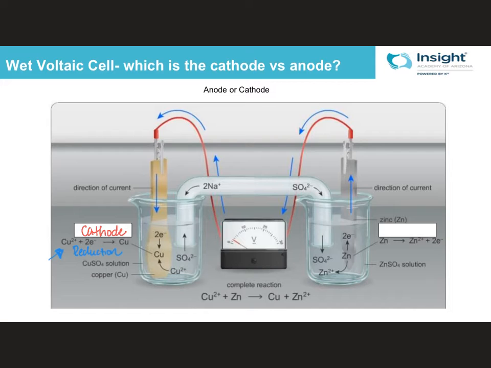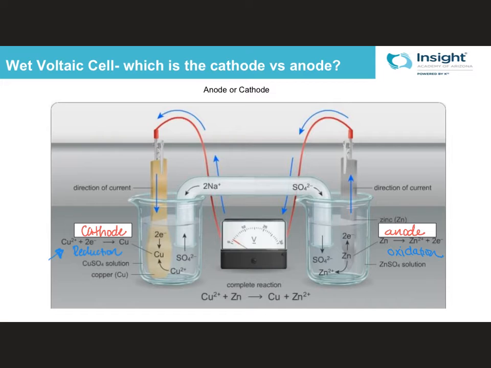On the other side, we've got zinc being split into a zinc ion and 2 electrons. So we're losing electrons, LEO. That means this is oxidation, and this is our anode.